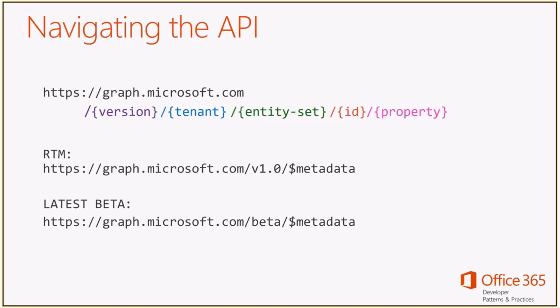Right now, at the time of recording this webcast, we have the version 1.0 as the release to market version of the Graph API, and we also have the beta version, which is improving on a daily basis, which is under the beta relative URL of the graph.microsoft.com URL. And if you invoke any of those two URLs querying the $metadata endpoint, you will get back an XML descriptor which will give you a bunch of information about what are the entities, what are the operations, and more in general, what are the capabilities of the specific version of API that you are targeting.